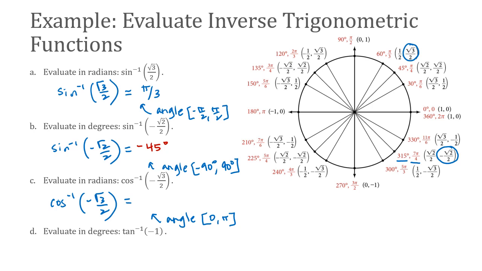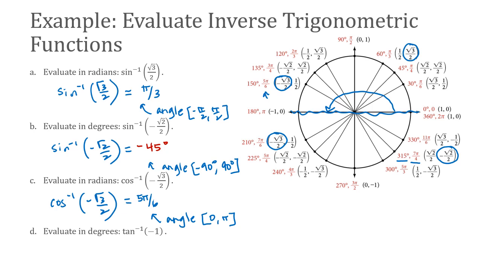But in radians, for cosine inverse, what angle produces negative square root of 3 over 2? It looks like it's going to be right here. And so that's going to be an angle measure of 5π/6, because we are only interested in the angles between 0 and pi. So even though 7π/6 would also produce a negative square root of 3 over 2, it would make us cross over that imaginary border. So that would not be the output that we're looking for.